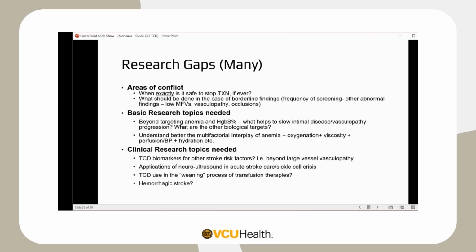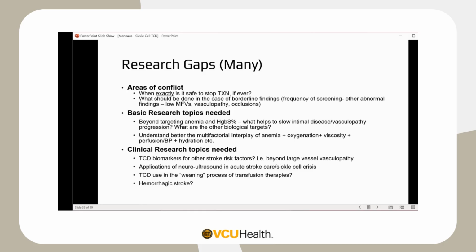So what are the research gaps in this area? There are many, and there are some areas of conflict. When exactly is it safe to stop transfusion? What should be done when you see borderline findings? Somebody is just below 200, and when are you going to repeat that? There are some guidelines on increased frequency of screening, but it's not standard protocol on exactly when, the number of weeks, the number of months, et cetera. This can be tricky, as can how to interpret that clinically and how to inform your patients and the parents.